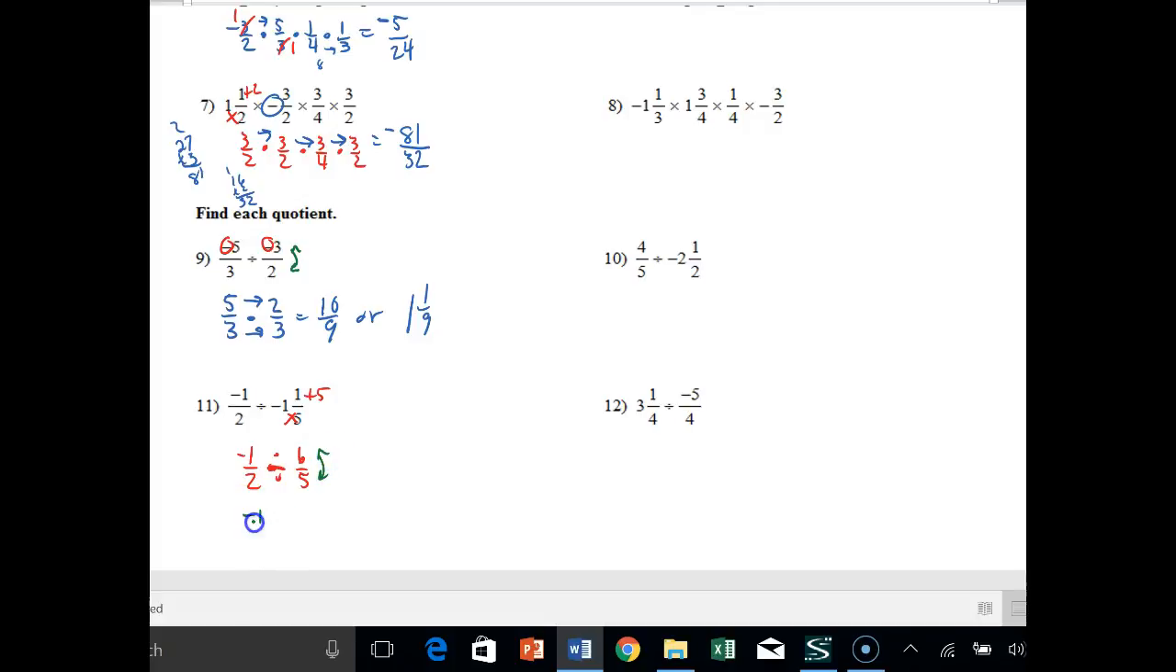And I have negative 1 over 2 times 5 over 6. And now I can multiply straight across, giving you 5 over 12. I don't have to worry about my negatives, even though I carried it all the way here but forgot about it here, because there's 2 of them. So my answer is going to be positive.